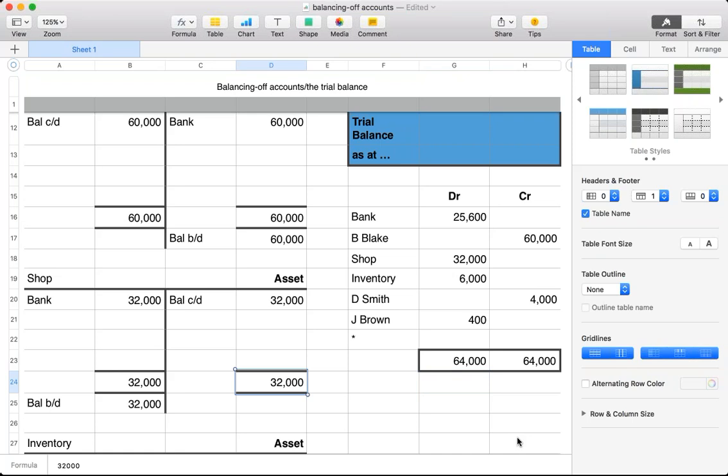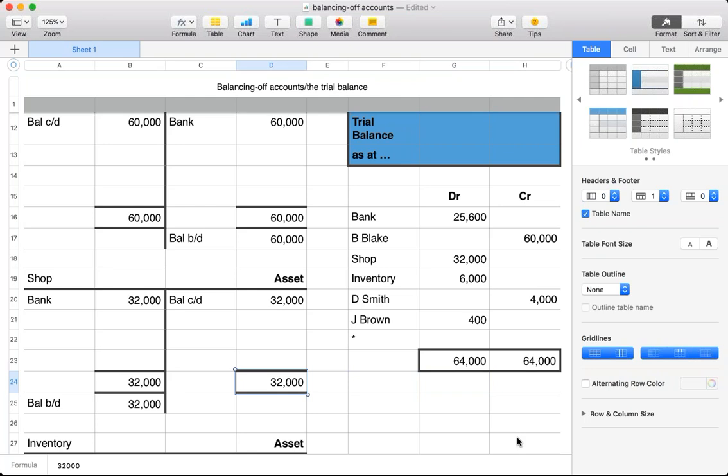Hey presto, our trial balance agrees, and that's what we need to arrive at. The trial balance always needs to agree. Now sometimes, very, very rarely, hopefully your trial balance won't agree, and I've seen this happen a few times. It does happen in real life a few times as well.